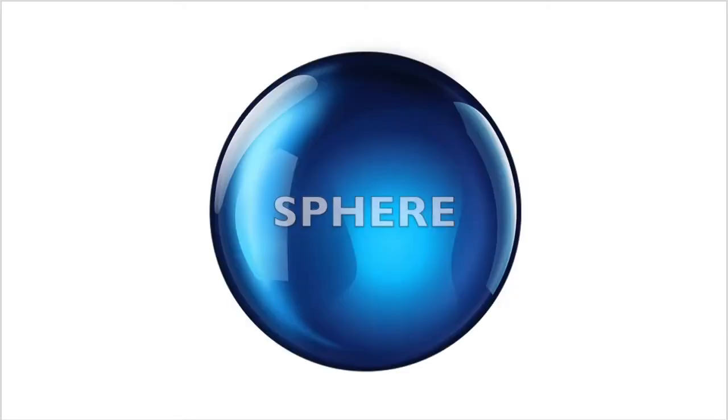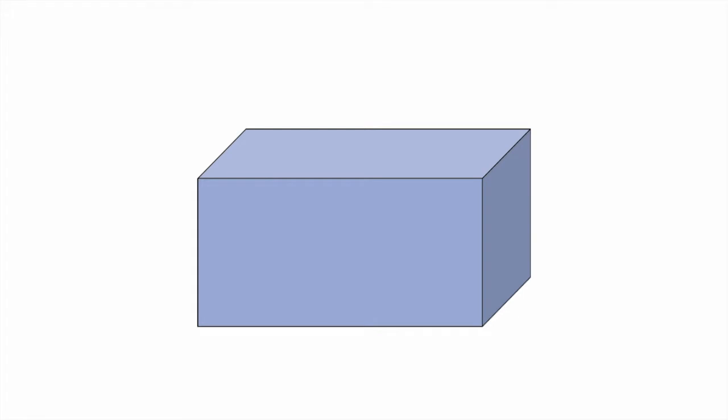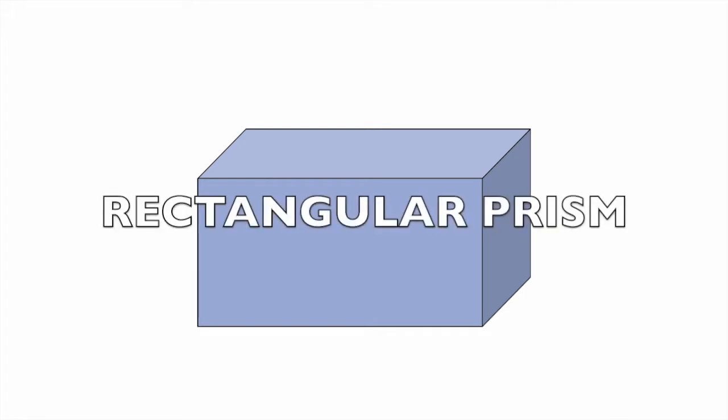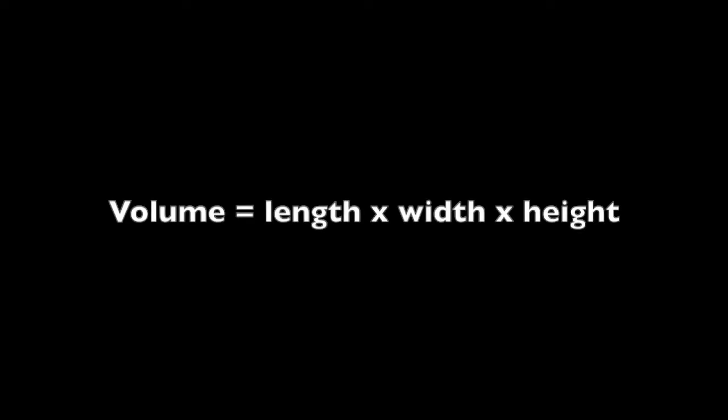In your math classes, you may have used mathematical formulas to calculate the volume of cubes or spheres or cones or cylinders and all sorts of other things. In this class, you'll be finding the volume of a rectangular prism. To do this, you multiply the length times the width times the height.